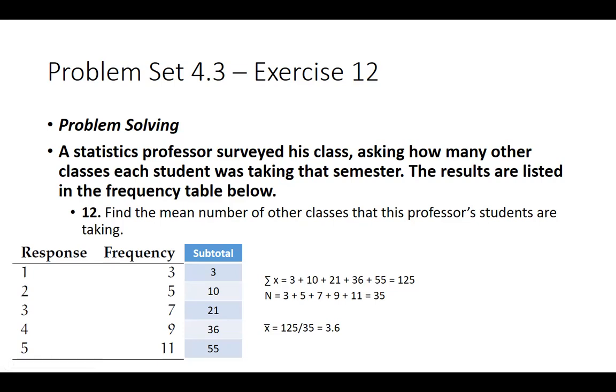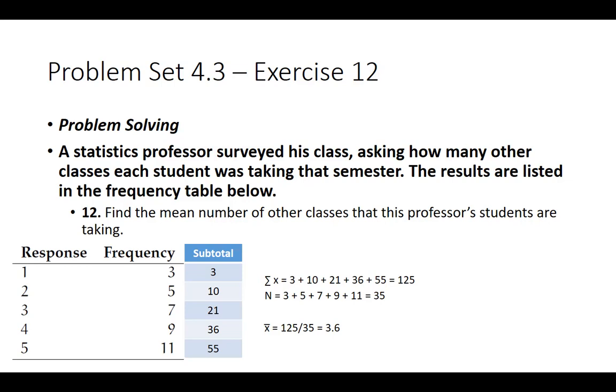Number 12. A statistics professor surveyed his class, asking how many other classes each student was taking that semester. The results are listed in the frequency table below. Number 12 says find the mean number of other classes that this professor's students are taking.